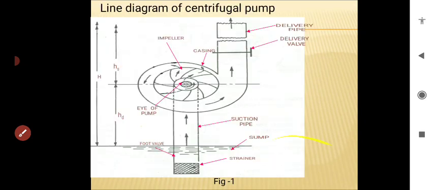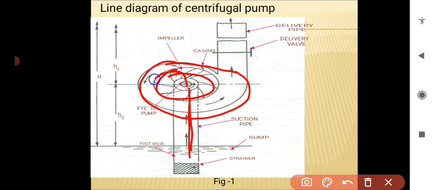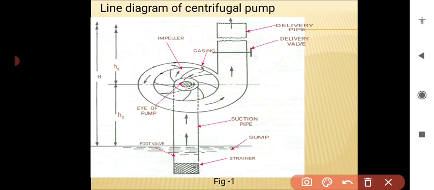Okay. And in this diagram, this is the casing. The casing is an airtight passage which houses the impeller. The fluid enters at the center of casing and flows outwards due to the action of rotating impeller. During this passage, the fluid gains kinetic energy.